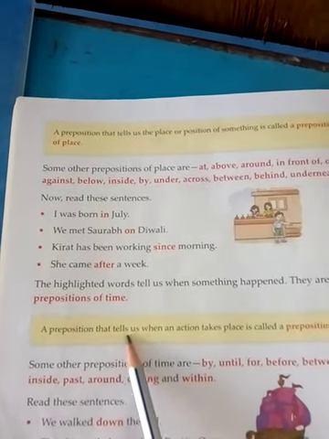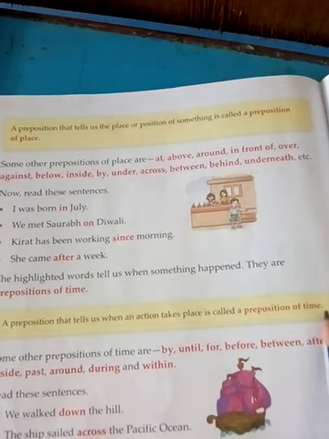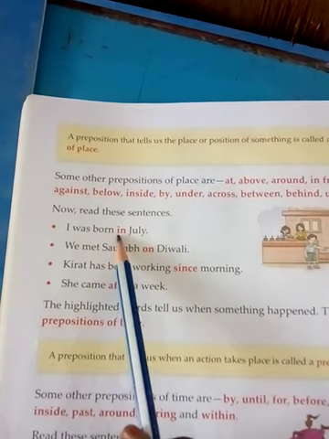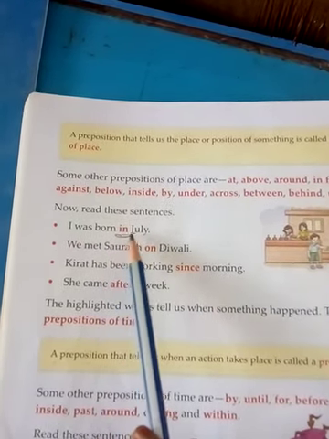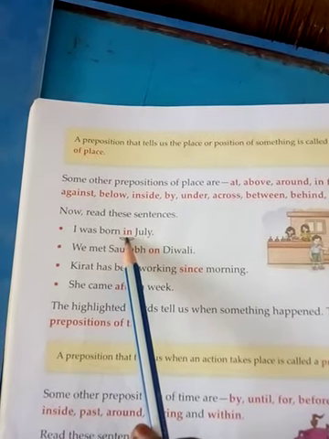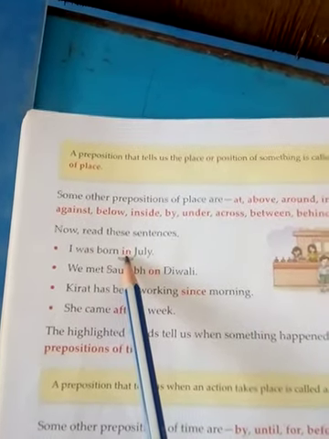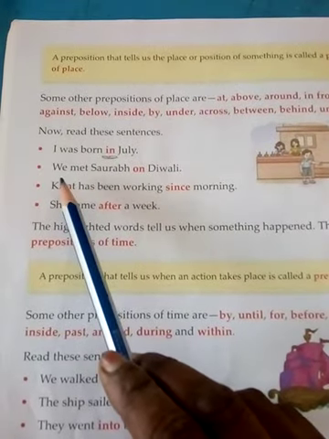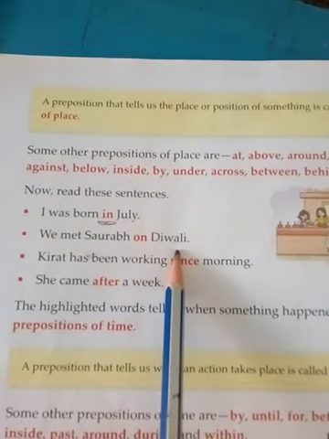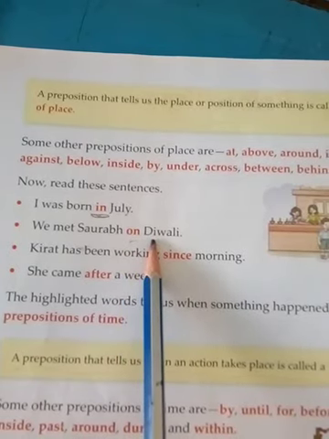Now we see the preposition of time. A preposition that tells us when an action takes place is called preposition of time. It shows time as we see in the example. I was born in July. The word in shows the month. It means it shows the time, in which month I was born. So it is known as preposition of time. In the second sentence, we must serve on Diwali. Here the word on shows the preposition of time.